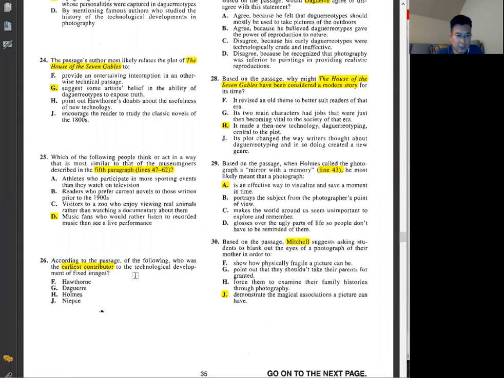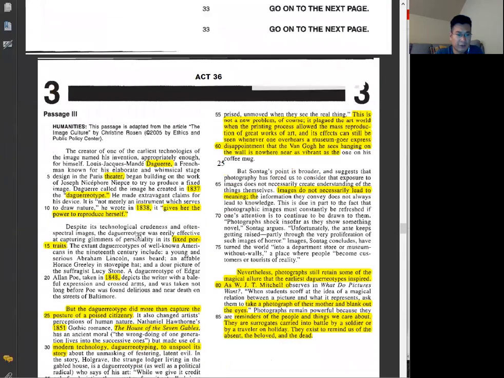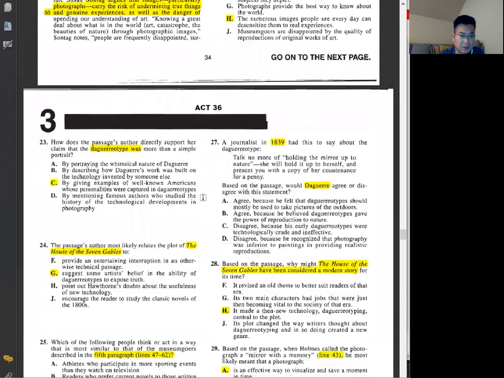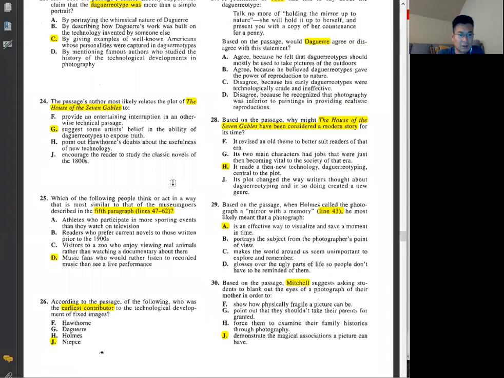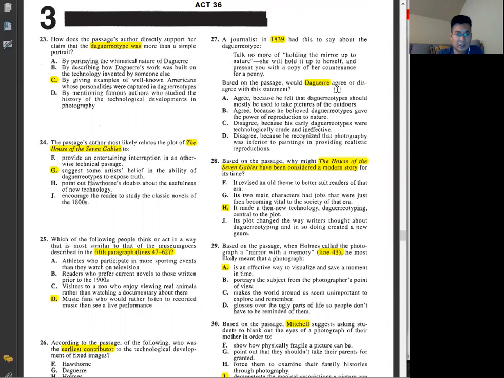And the earliest contributor to technology development, fixed image. So the very first paragraph, I think there's somebody called Joseph Nicephore Niepce, the one in 1978, right? So that's the first person. And then move on to 27, 1839. Therefore, agree or disagree. Talk no more of holding a mirror up to nature. She will hold it up to herself and present you with a copy of her countenance or penny. So in this case, yeah, agree, because it shows that photograph itself is how we produce the image itself. So that's why reproduction is an important part.